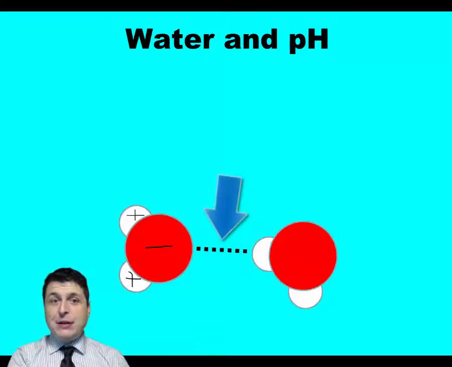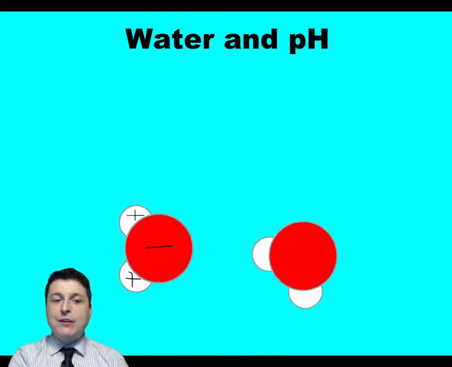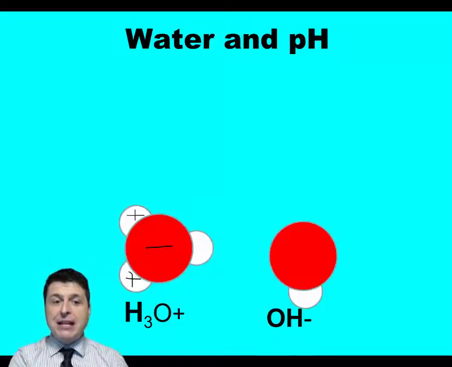When water molecules are nearby each other, they can form weak temporary interactions called hydrogen bonds, where a slightly positive hydrogen will be attracted to a slightly negative oxygen, as indicated by this dotted line here. But sometimes this interaction can be kind of intense, and a water molecule might actually pull a hydrogen ion away from its neighboring water molecule. What this creates is what's called a hydronium ion, H3O+, and a hydroxyl ion, OH minus.